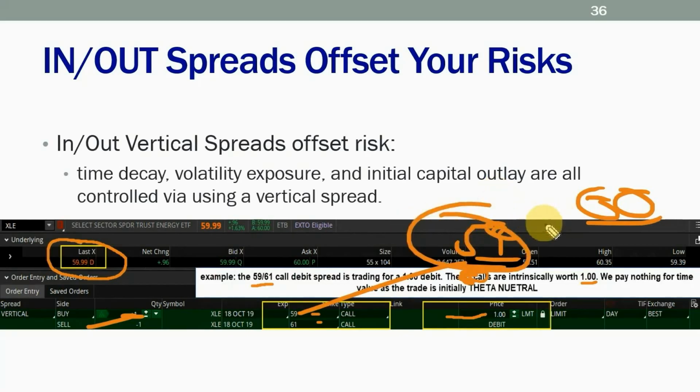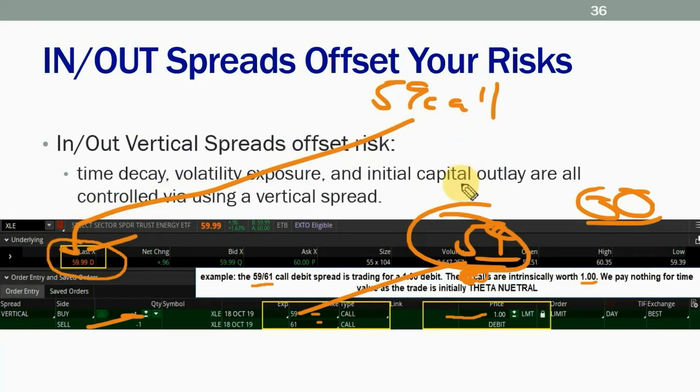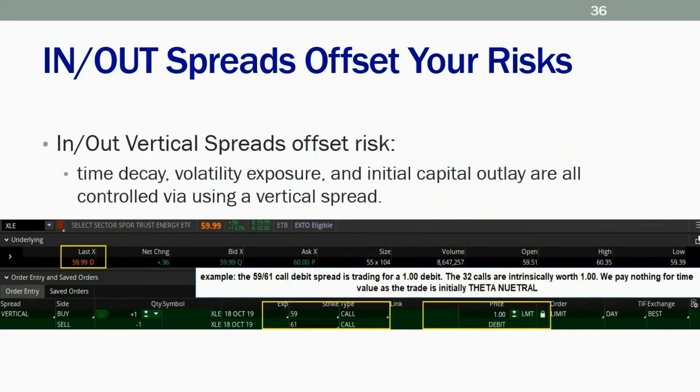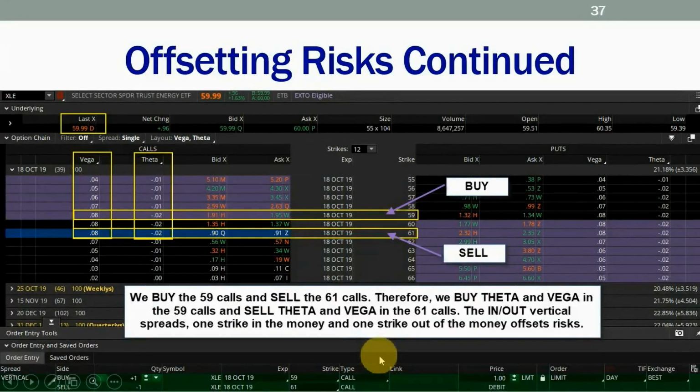What's a 59 call worth minimum? When the stock is trading at 60, it's going to be worth at least $1. And you notice that this trade is going for $1, so the trade itself doesn't cost you anything for what we term time decay. That's a big component of the spread. Let me show you a little bit more.